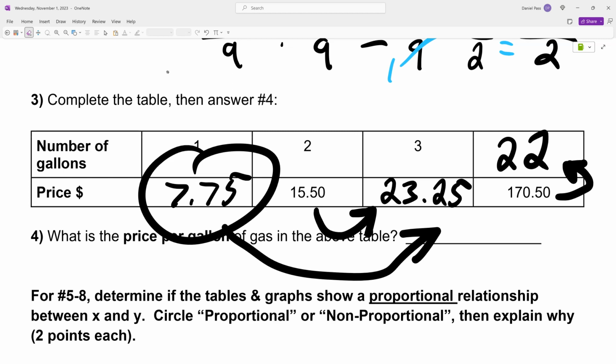Good job, Brianna. Okay, now we've got John Cena. All right, John Cena.